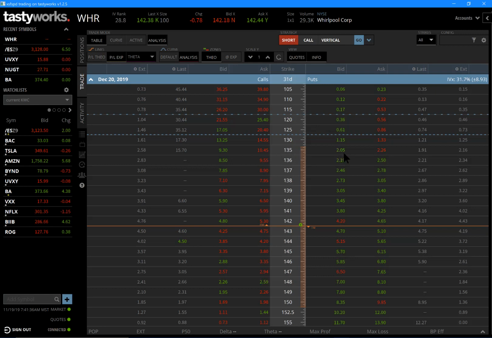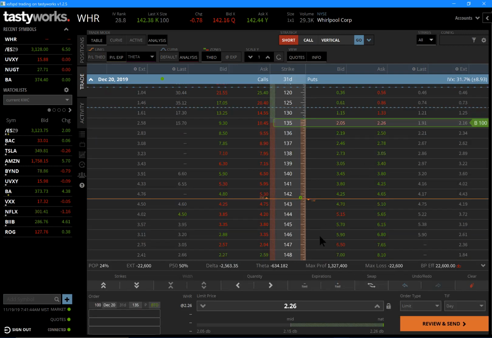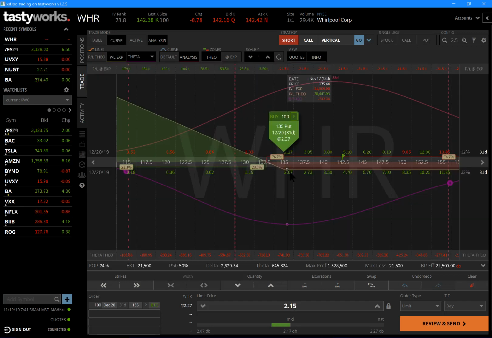You can see that they're bid at about 2.05 and asked at 2.26. If I clicked on that to purchase it, you can see that the mid price is about $2.15. So a couple of parameters here. If we look at this in the curve, this is the nature of what a put option looks like. That little flag is where we're currently sitting. This is where our profit and loss graph would hit our break-even point, at about 133.